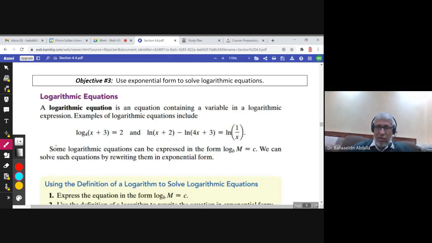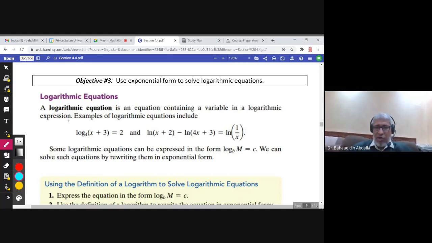Okay, then if the bases are the same, then the powers are the same, and you solve the equation. If you can't, you apply ln to both sides, or log. If the base is 10, you apply log to both sides. Today we will discuss logarithmic equations.